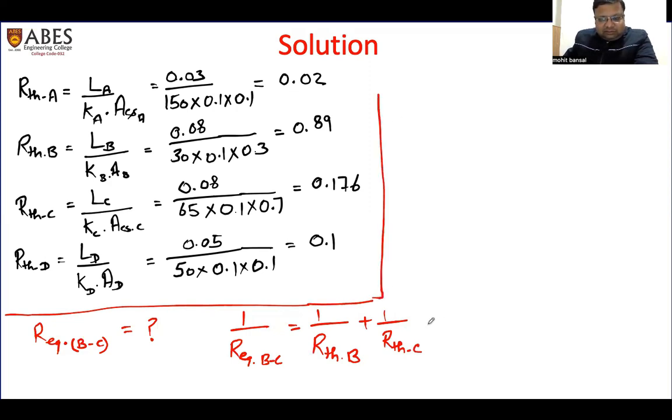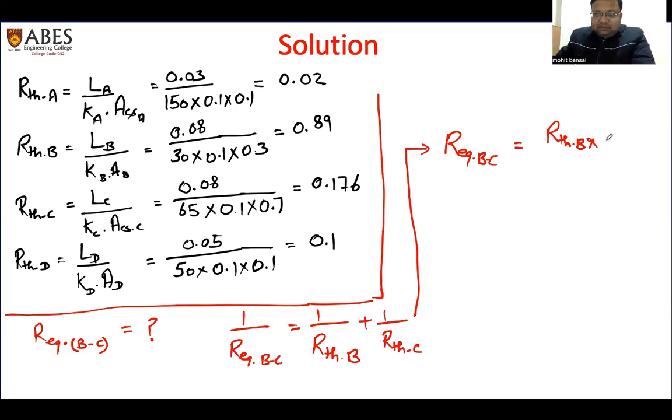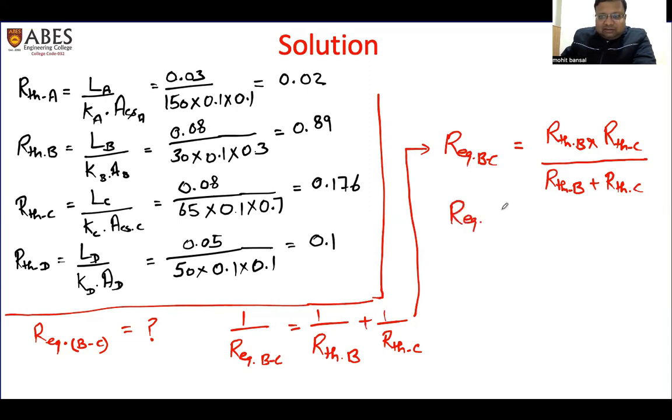So when we solve it, R equivalent for section B and C comes out to be thermal resistance for B into thermal resistance for section C upon R thermal B plus R thermal resistance for section C. So on solving, this equivalent resistance for section B and C comes out to be 0.147. You can check it later. You can calculate it, thermal resistance.